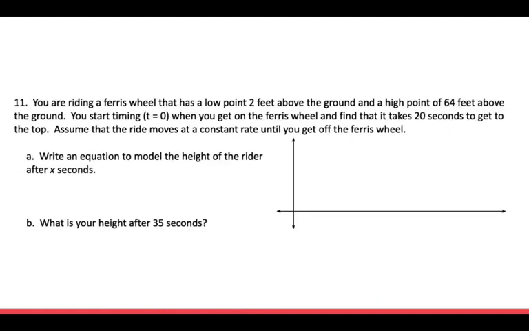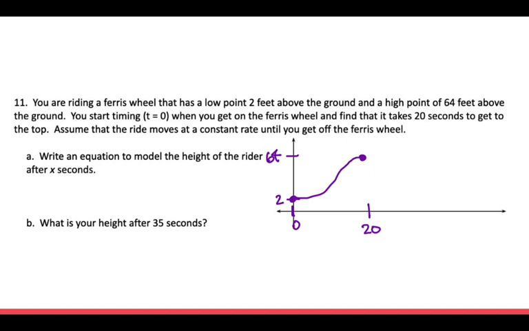All right, one more question. So you're riding a Ferris wheel that has a low point 2 feet above the ground, 2 feet. High point 64 feet above the ground, 64. You start timing at t equals 0 when you get on the Ferris wheel, and it takes 20 seconds to get to the top. So right here is where I'm starting. It takes 20 seconds to get to the top.